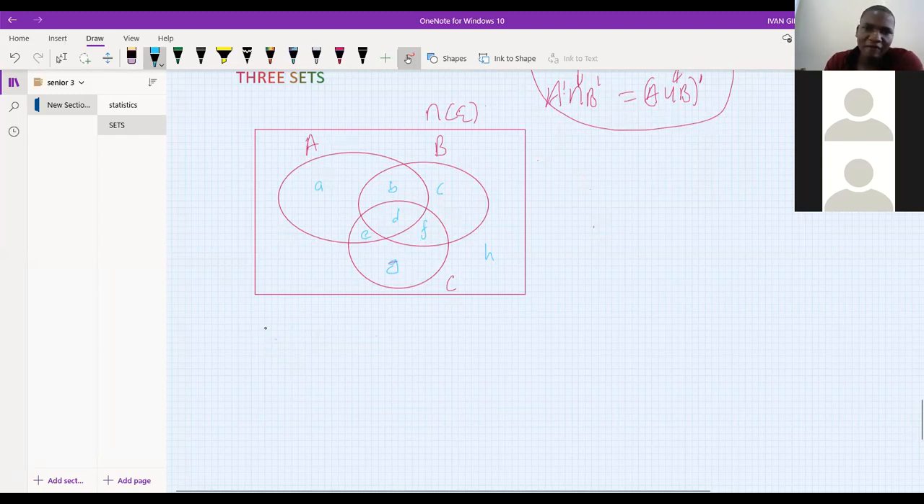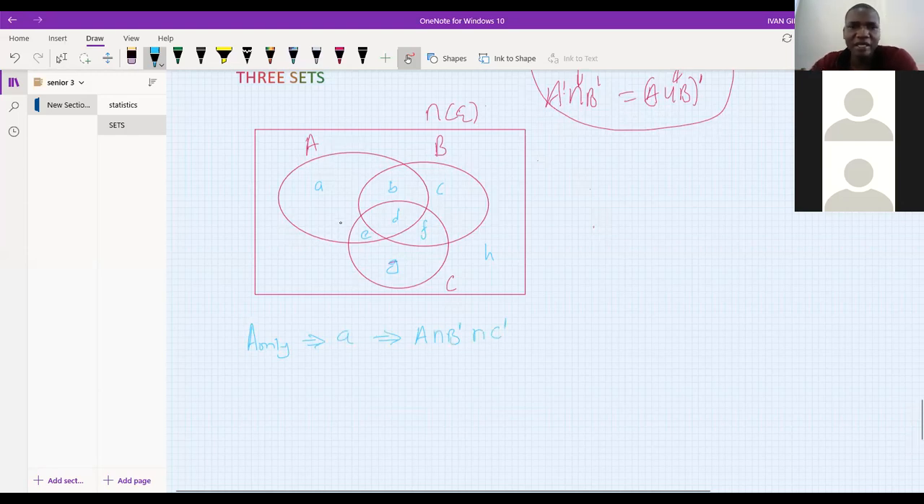So we have the region of A only. A only will be the same as region A. It is region A that represents that. Then in set notation, that can be written as A intersection B complement intersection C complement. That's how we can write region A.